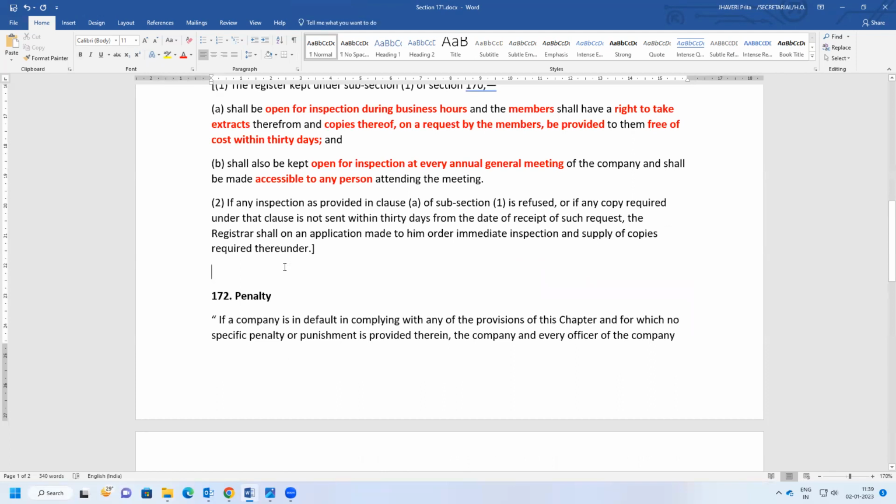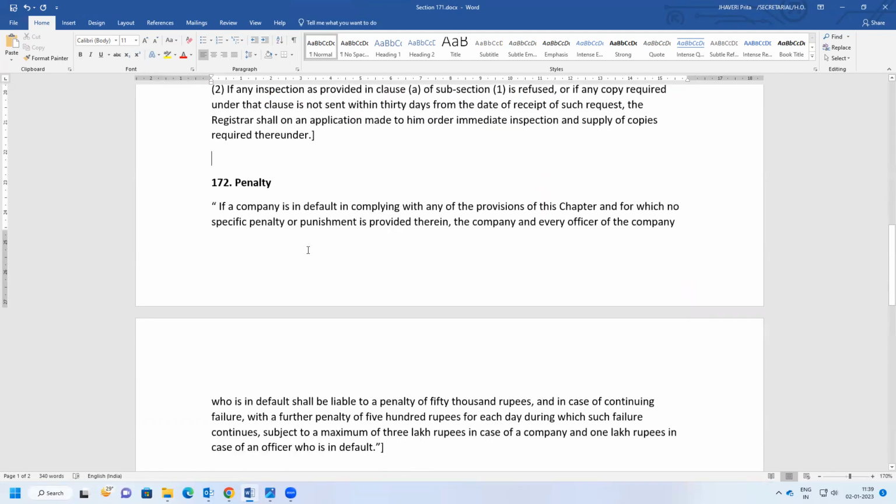172. If a company is in default in complying with any of the provisions of this chapter, and for which no specific penalty or punishment is provided therein, the company and every officer of the company who is in default shall be liable to a penalty of 50,000 rupees, and in case of continuing failure, with a further penalty of 500 rupees for each day during which such failure continues, subject to a maximum of 3 lakh rupees in case of a company and 1 lakh rupees in case of an officer who is in default.